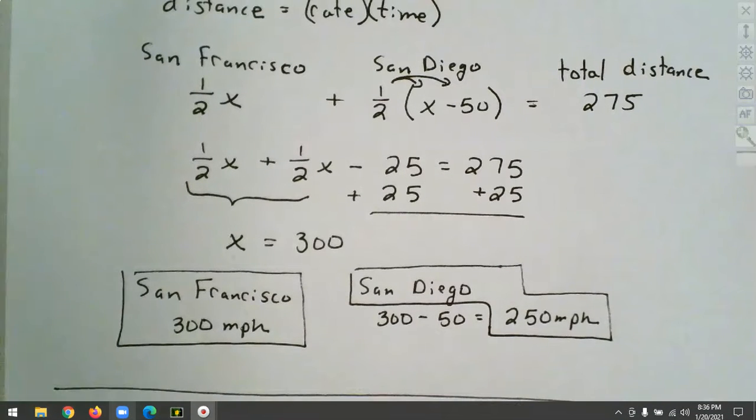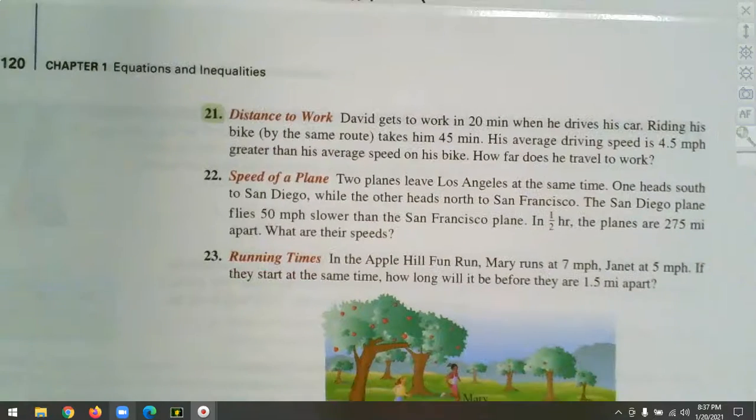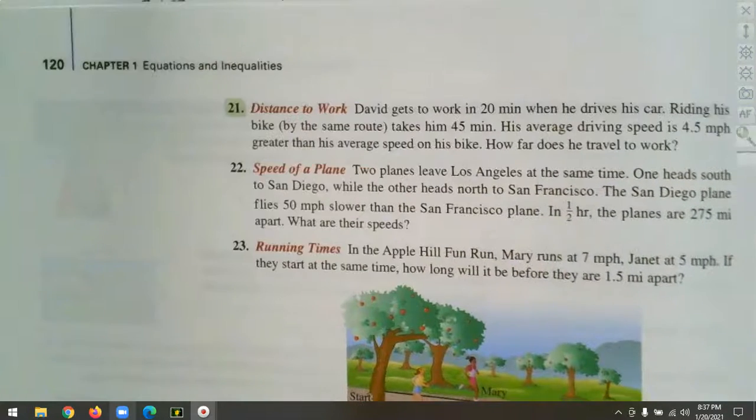Okay, so let's work through another one of these. This one was an addition one. Now we'll look at one that is a subtraction one. 23 is very similar, and 23 is actually a little bit easier.